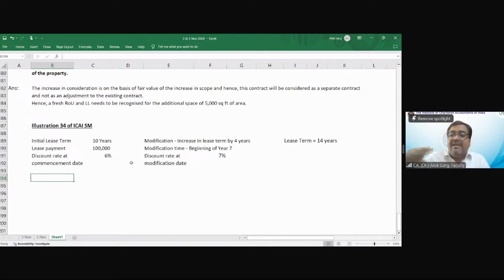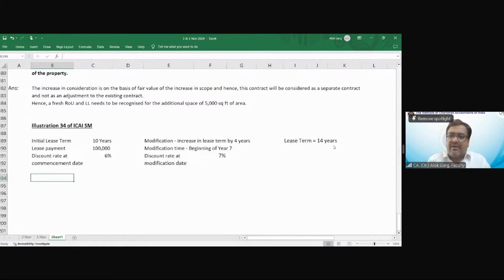Why? Because my lease period for 4 years has been extended. तो मेरी liability ज्यादा होगी. And I need to recompute my lease liability at the beginning of year 7. मुझे अपनी lease liability recompute करनी पड़ेगी ना. मेरे ROU का फॉर्मूला क्या होता है? ROU is equal to present value of lease payment, present value of lease liability. So I need to recompute my lease liability.